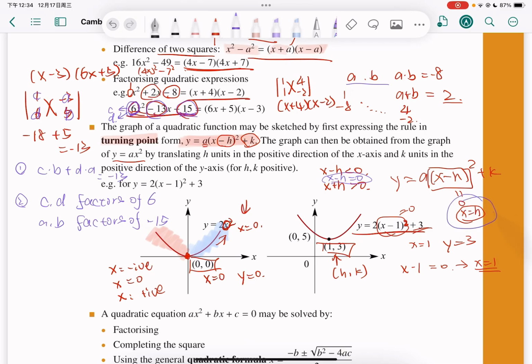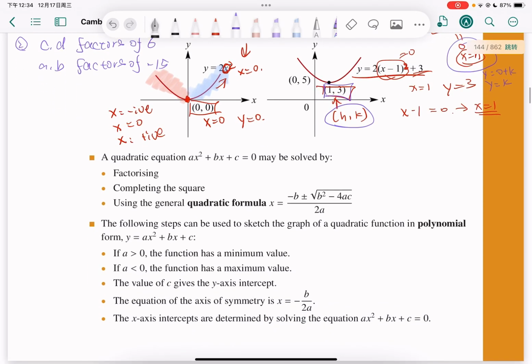And when x is equal to h, we have y equal to 0 plus k, which is y equal to k. And that's why the turning point is also always (h, k). So to find the turning point, we only need to find when x minus h is 0.